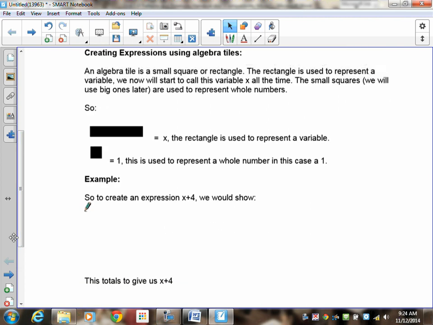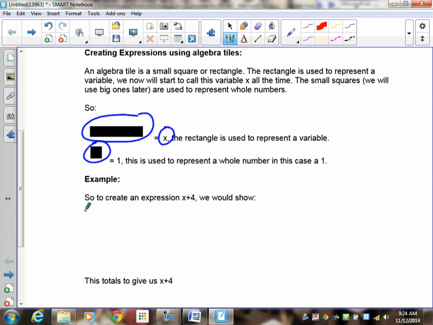An algebra tile is really just a small rectangle or a small square, and the rectangle is used to represent an X right there, and the little tiny square is used to represent a positive 1. We're only going to be using positive 1 and positive X's in this lesson. So our first goal is to create an expression using tiles.